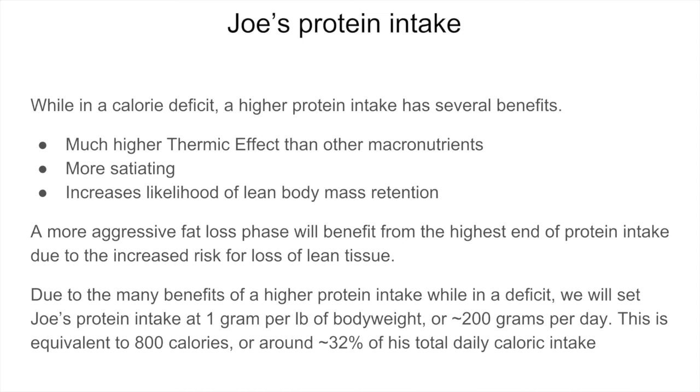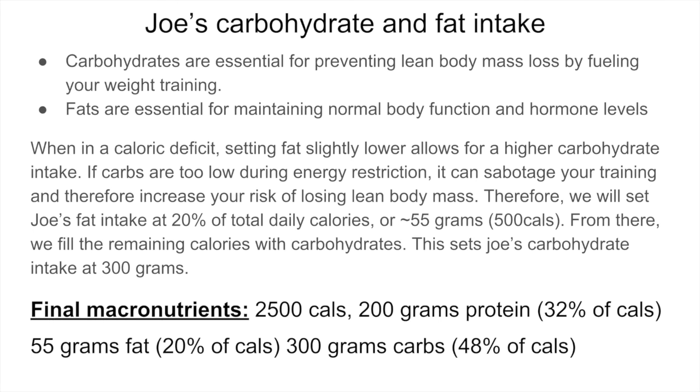Nothing that we haven't already learned from our macronutrients video about protein. So a more aggressive fat loss phase will benefit from the highest end of protein intake due to the increased risk of loss of lean tissue. Due to the many benefits of a higher protein intake while in a deficit, we will set Joe's protein intake at 1 gram per pound of body weight, or 200 grams per day, which is equivalent to roughly 32% of his total daily caloric intake.